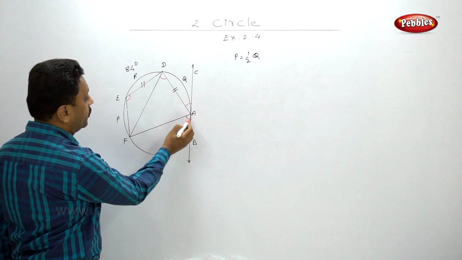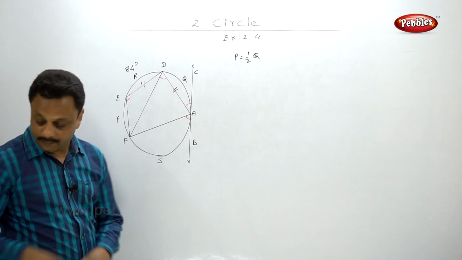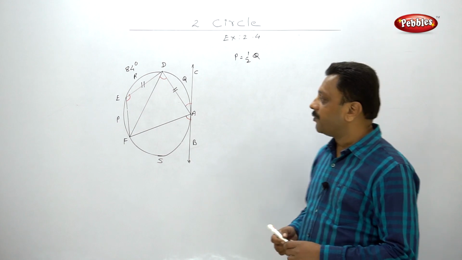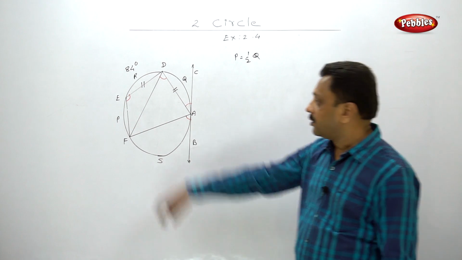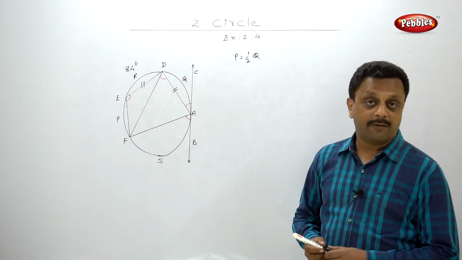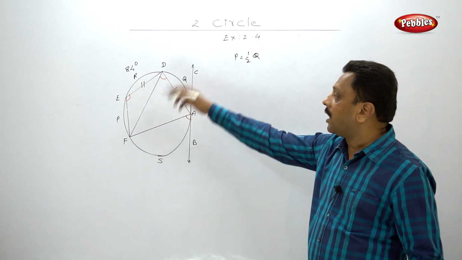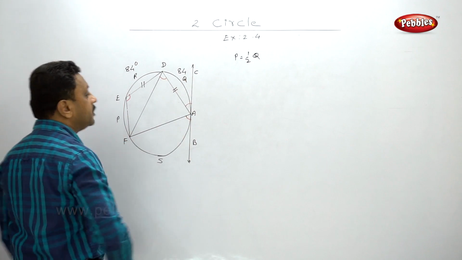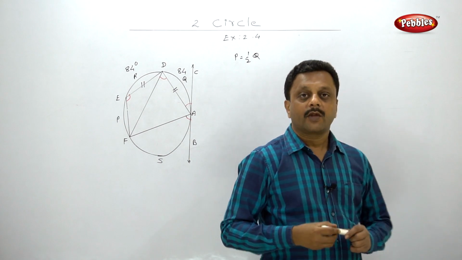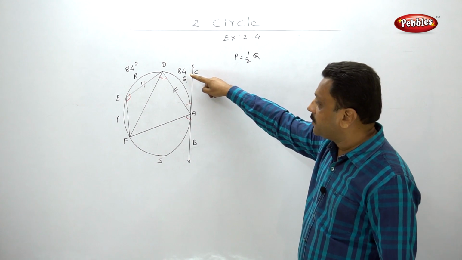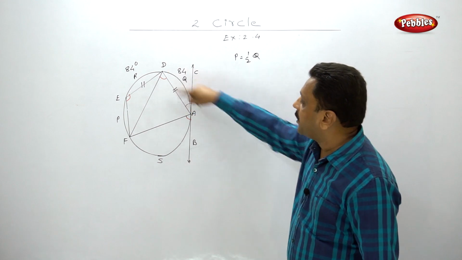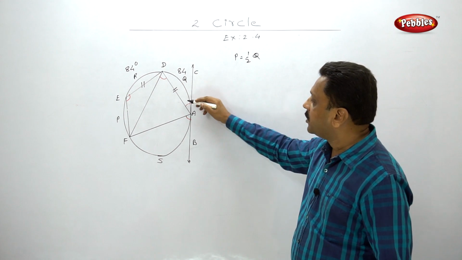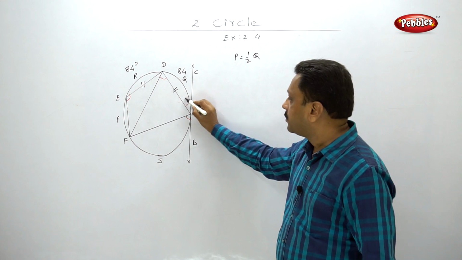BAF, this angle we have to find out. Very simple, isn't it? Let us see what we know about this. Since these two chords are congruent, the arcs also must be same. So this is 84 degrees. Simple. If this is 84 degrees, then this angle must be half of 84, tangent secant theorem. So this is equal to 42 degrees.